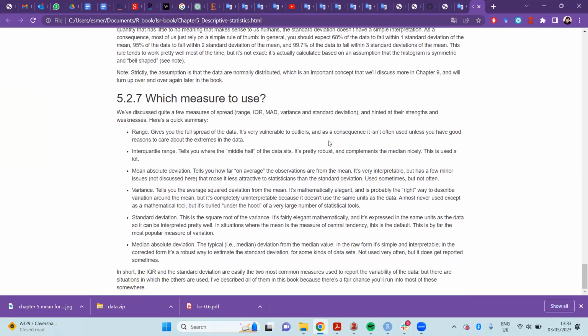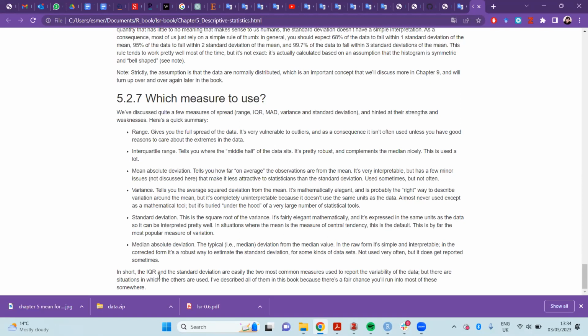And which measure to use? It depends on your goals and the type of data you have, but basically the interquartile range and the standard deviation are the most common measures used to report the central tendency of the data and the spread or variability of the data. But we have to be careful, as there are situations where other measures are used, so be careful how we interpret the data and with the assumptions we are making.